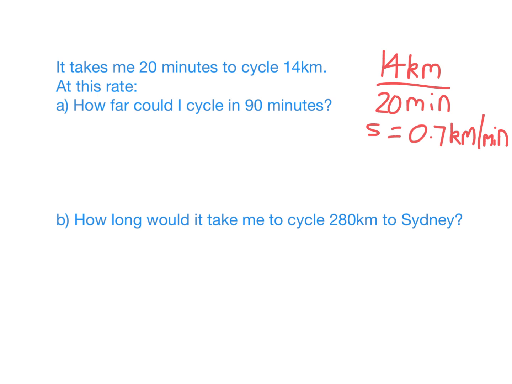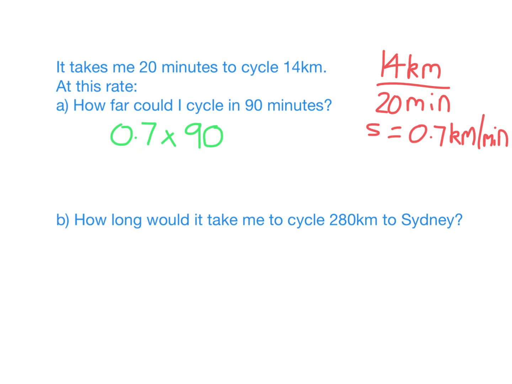So what I do is I multiply the speed, I'm just going to use the number 0.7, times the time. When you're doing this, you have to be careful that the units are the same. Because this is minutes and this is kilometers per minute, I know my answer is going to be right. If this was kilometers per hour, this would need to be written in hours. If this was meters per second, this would need to be in seconds. Units have to match up.